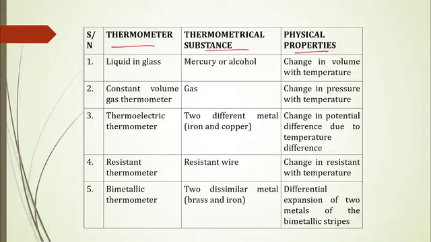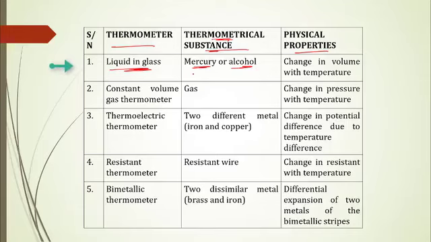It might interest you that the name of a thermometer is always based on the kind of thermometric substance that it possesses. For instance, we have the first one, the liquid in glass thermometer. Liquid in glass thermometer simply means a thermometer that has liquid inside it. We have basically two kinds of liquids that we use as thermometric substances. The first one is mercury, the second one is alcohol.